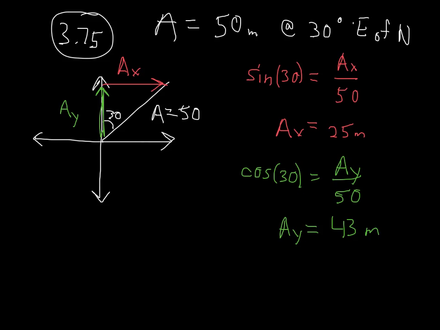When I'm doing dot products, and this problem asks us to do a dot product, I usually don't see things written like AX and AY. What do you usually have for dot products? I's and J's. So I need to write this vector in a slightly different way. I need to write the vector A in its X and Y components, its I and J components. How big is its I component? 25. So this vector A is 25 in the I hat direction, plus how much in the J hat? 43 in the J hat direction.